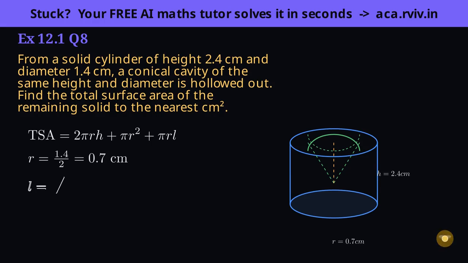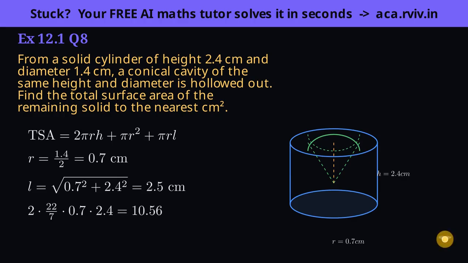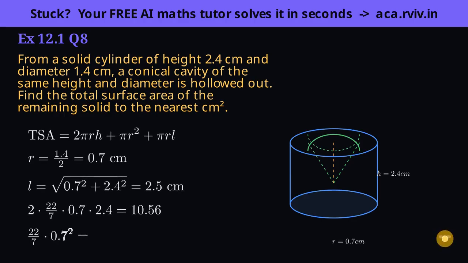That inner cone surface needs its slant height, so Pythagoras on radius 0.7 and height 2.4 gives a tidy 2.5. Cylinder outer wall, 2 pi r h, that's 10.56. Here's the face-by-face care that matters. The top is drilled open so we do not count it, but the bottom base is untouched. Still a full circle, pi r squared, 1.54.